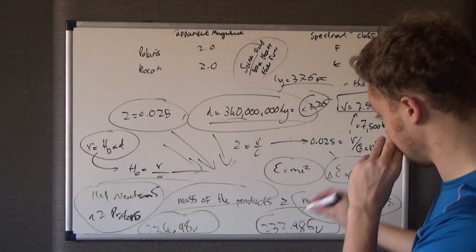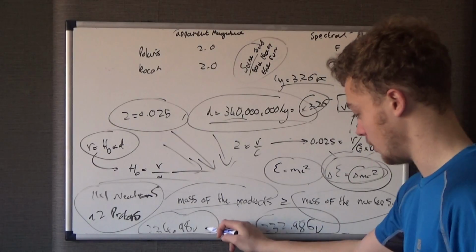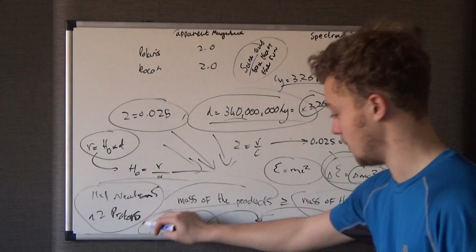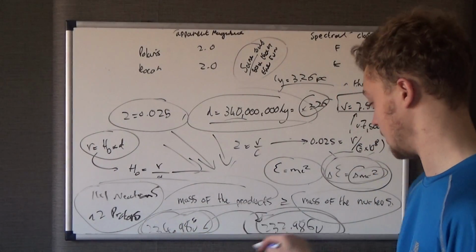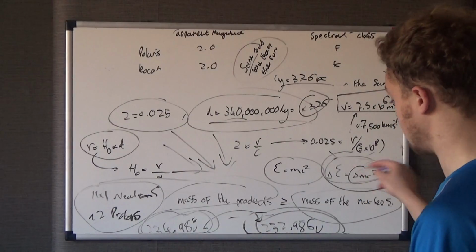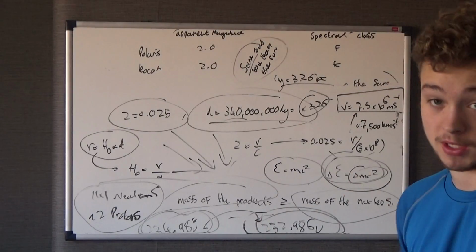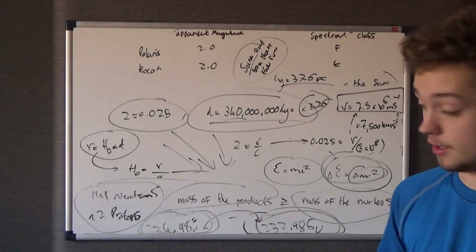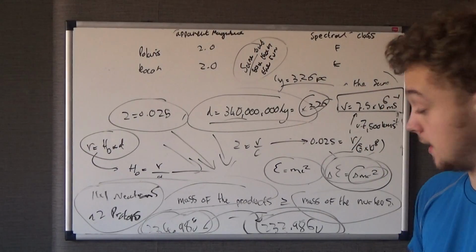So what you would do is use delta E equals delta m c squared. Obviously there's a change in mass here. Remember, this is the mass of the products, and it is greater than the mass of the nucleus. If this isn't a greater number than the mass of the nucleus, you've done something wrong. This is the change in mass, so that's the change in energy. When you put this change in mass into E equals mc squared, you will get the binding energy. So that's just a quick overview of how to calculate the binding energy.